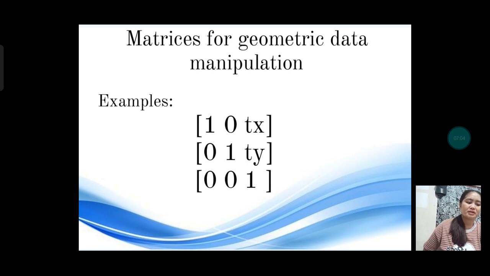For example, a translation matrix might look like this example, where Tx and Ty represent the translation in the x and y direction respectively. Similarly, rotation matrices can be used to rotate an object around a certain axis. These matrices are multiplied with the coordinate vectors to perform the transformation.